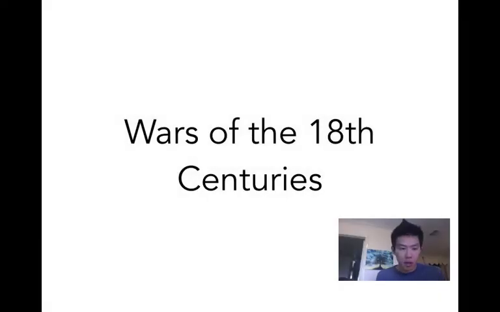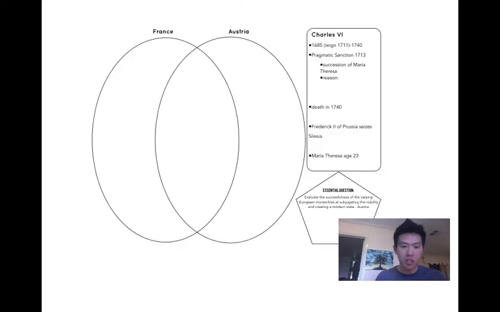Hey guys, we are going over the Wars of the 18th century. This is kind of long because there's a lot going on with all the activity and warfare and alliances in Europe. So I actually need you guys to pull out this sheet. You remember we talked about Austria and compared the Habsburgs to France and Louis XIV, and we never got to finish Charles the Sixth, that right hand column.